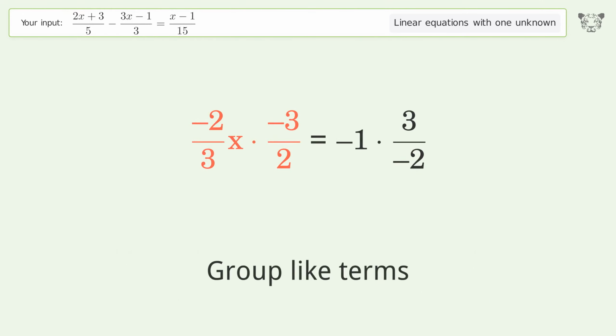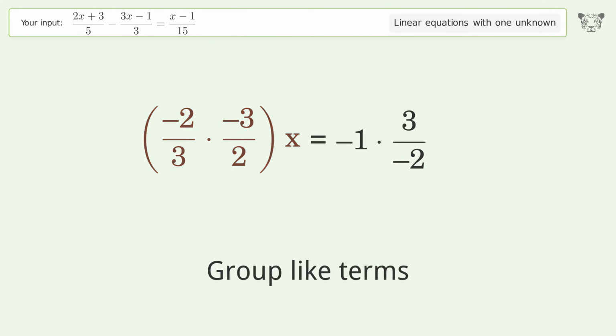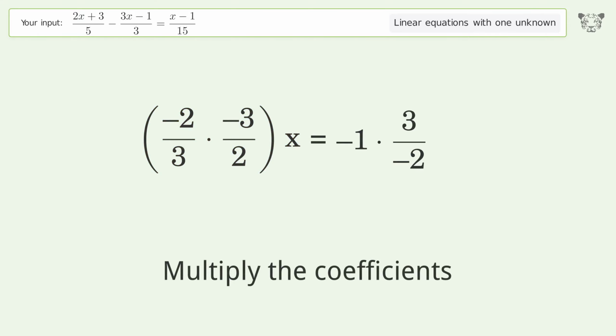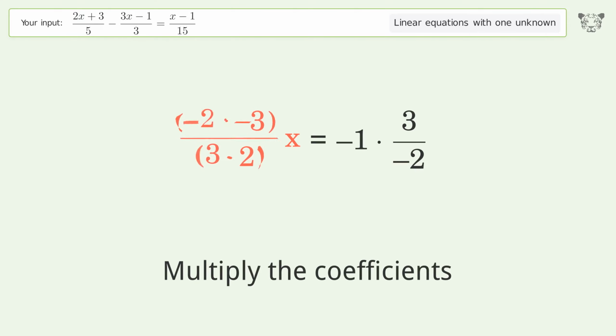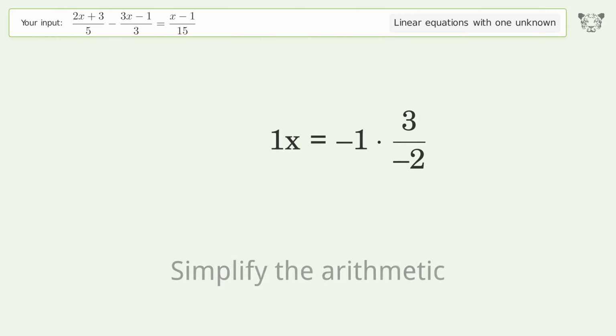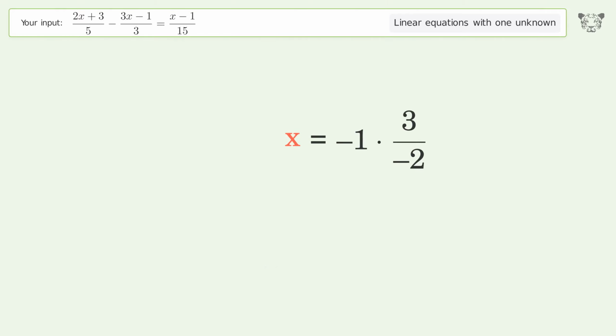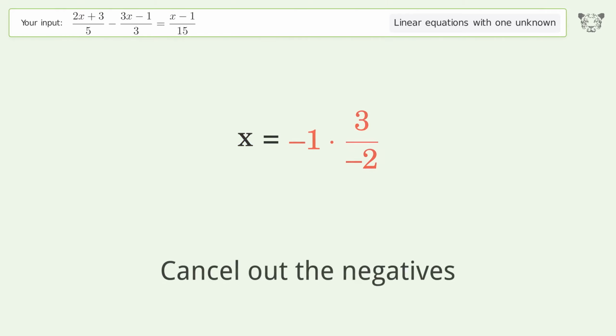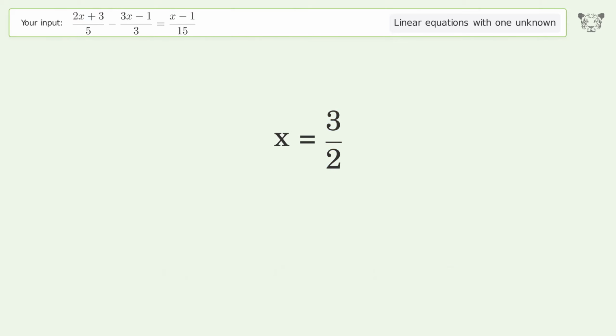Group like terms. Multiply the coefficients. Simplify the arithmetic. Cancel out the negatives. And so the final result is x equals 3/2.